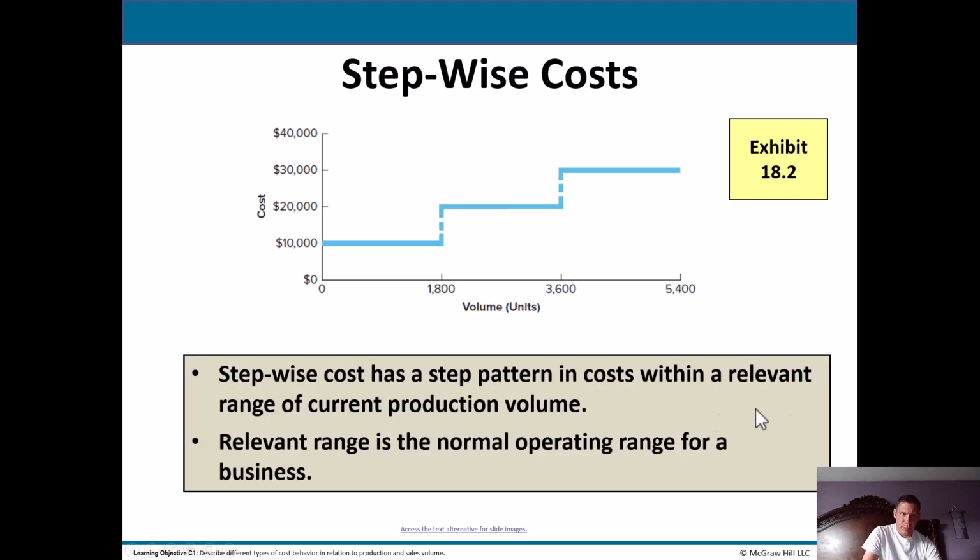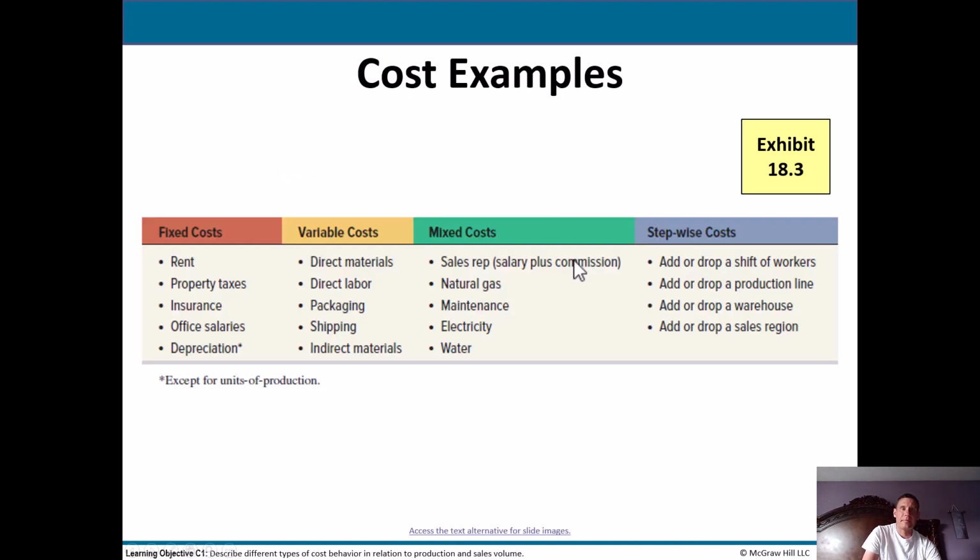We also have what we call stepwise costs, and you can probably look at the graph and determine why they're called stepwise costs, because in this case they increase in steps or increments of 10,000, right? So up to 1,800 units in volume, the cost is 10,000. If you go above 1,800, it suddenly jumps to 20, and then this is of course another 1,800, 18 to 36, then it goes up again. So it's just increasing in steps or increments, in this case of 10,000. So we call this type of cost a stepwise cost.